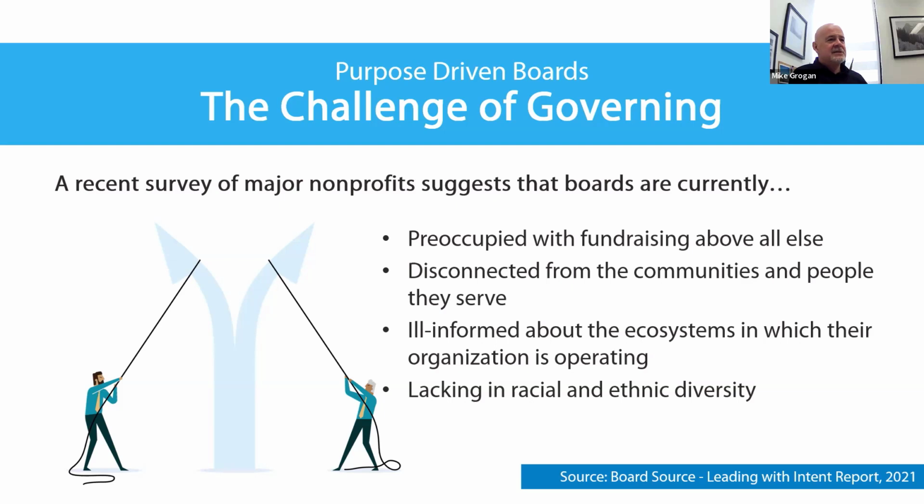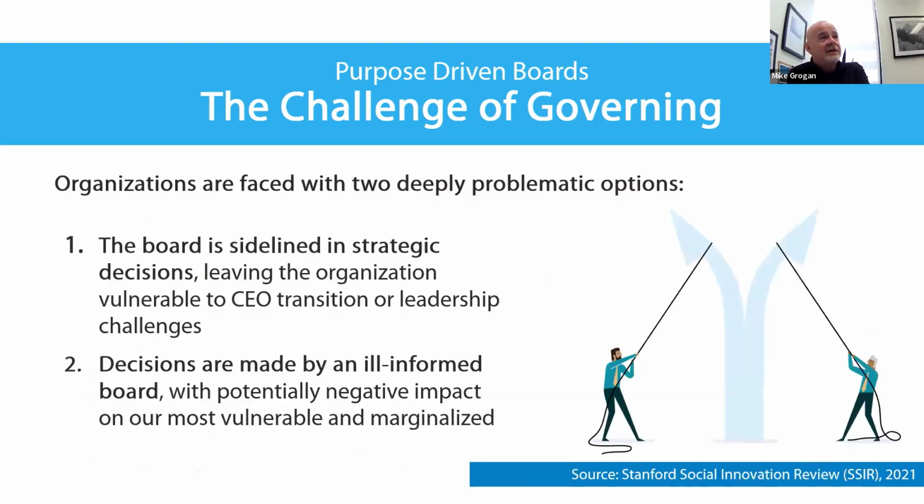Boards are also ill-informed about the ecosystems their organizations are working within. Again, how do we know how to make decisions if we're not connected? And they lack racial and ethnic diversity. So they're saying, okay, we haven't quite nailed it in the model we've been using for years. Are there better ways of doing things? They don't come up with a model necessarily. They're not trying to give a prescriptive list, but they come up with some ideas that I think help with that.